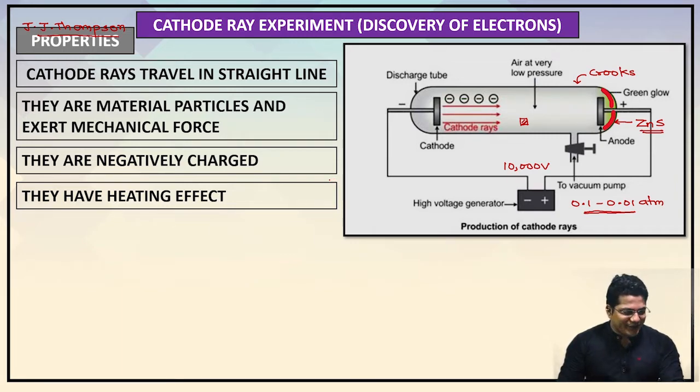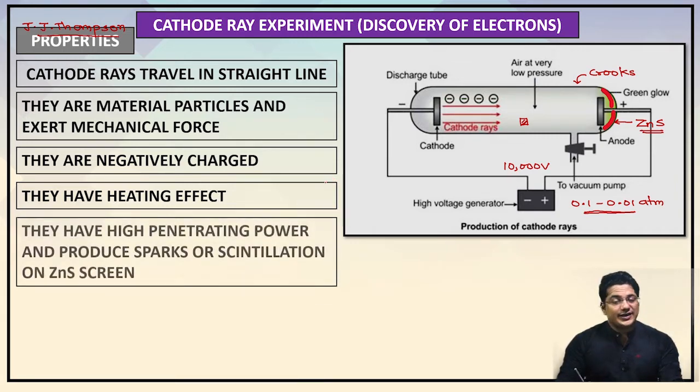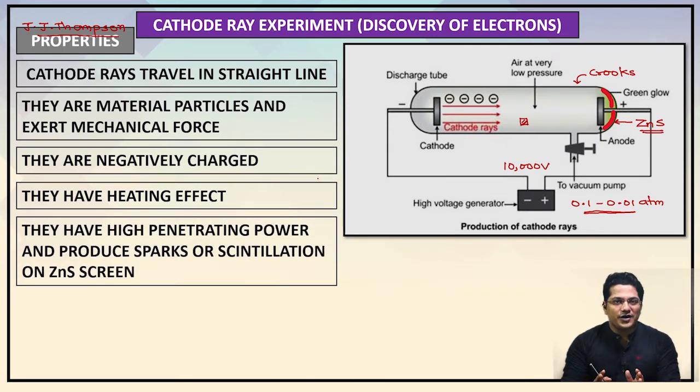So let's move further. The last point over here: they have very high penetrating power because they are able to penetrate the metallic anode in front of the ZnS screen. Notice, let's see over here. You have a ZnS screen and in front of the screen, you have a metallic anode.